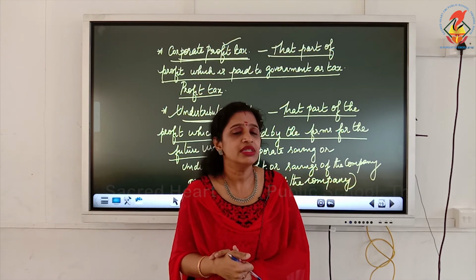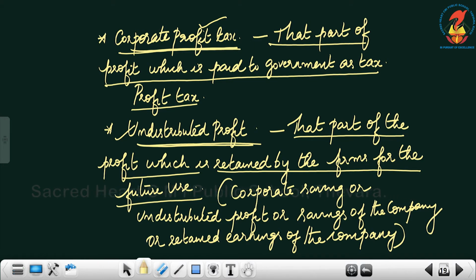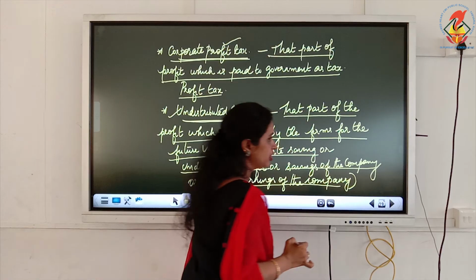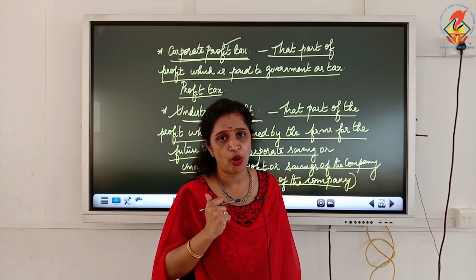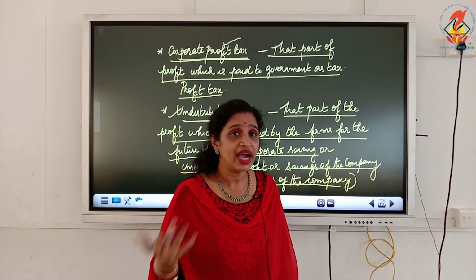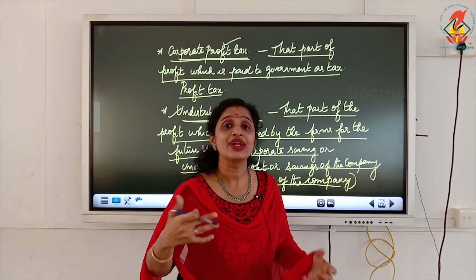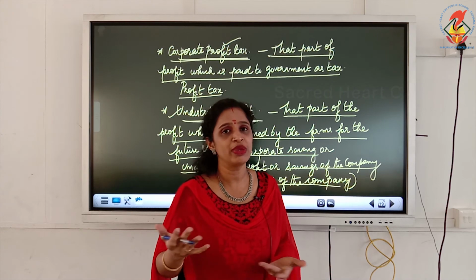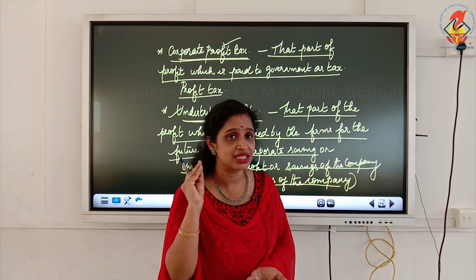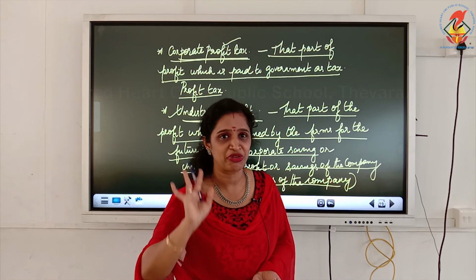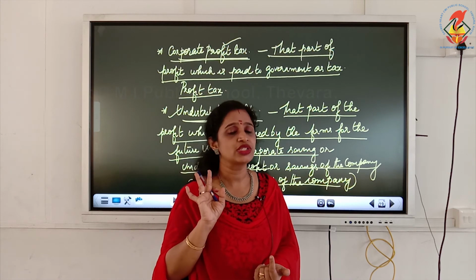That is known as undistributed profit, which is also known as corporate savings or savings of the company or retained earnings of the company. So you have to be very familiar with all these additional names that you are learning for each and every component, because in your problem it can be given in the form of undistributed profit or retained earnings of the company. So you should not be confused. If it is given as retained earnings of the company, you should be able to understand that it is undistributed profit and it is a part of profit. Okay, so that is all about profit.